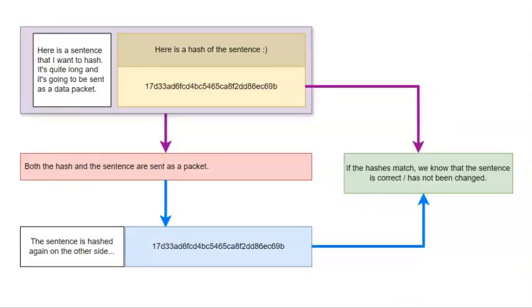So here's a diagram showing that process where I've got my sentence. I've hashed it. I'll send both the sentence and the hash to the receiver. Then on the other end, I'll hash the sentence again, and then I'll compare the hashes. And in this diagram, the hashes do match, so what was sent is identical to what was received.